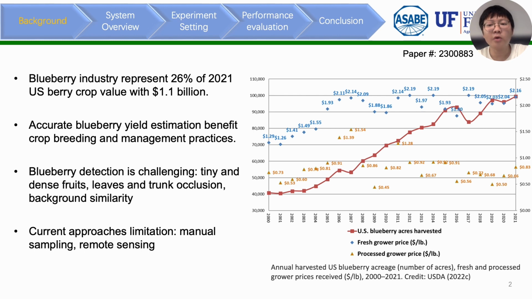However, the small sizes and dense clustering of fruits, along with occlusion caused by leaves and trunks, make blueberry detection difficult. There are several existing approaches to estimate blueberries, but so far most of them are limited. Many methods rely on manual sampling, which is time-consuming and labor-intensive. Other approaches rely on remote sensing techniques, but the large-scale measurement is not accurate enough and not suitable for small plot yield estimation.